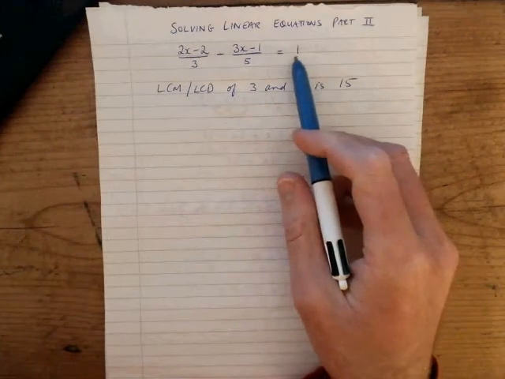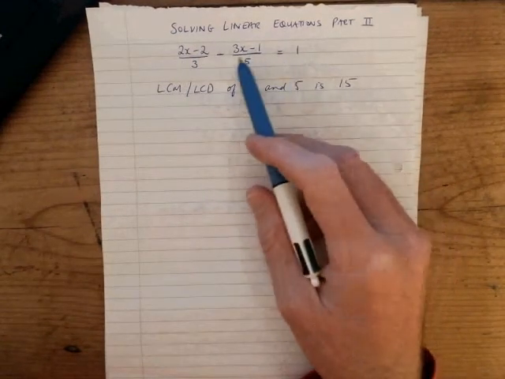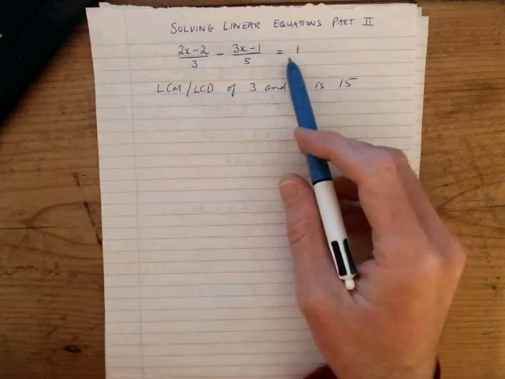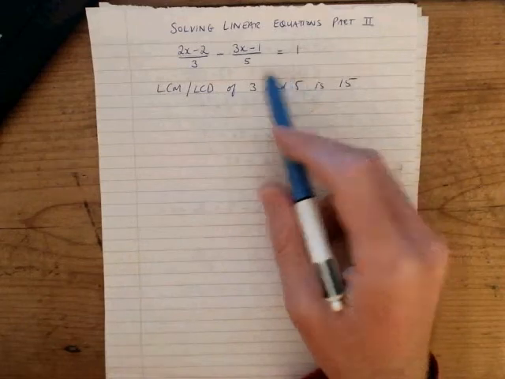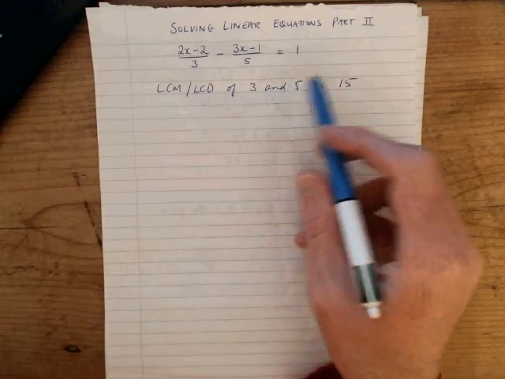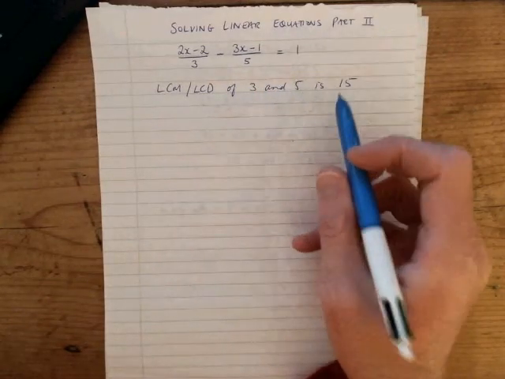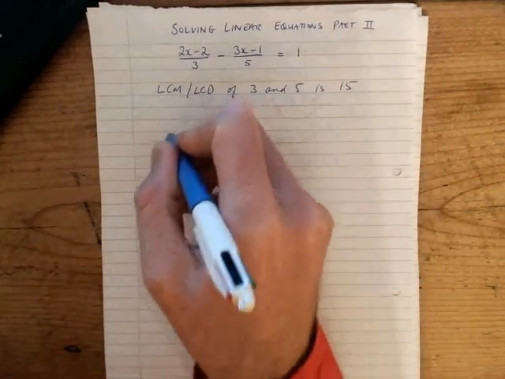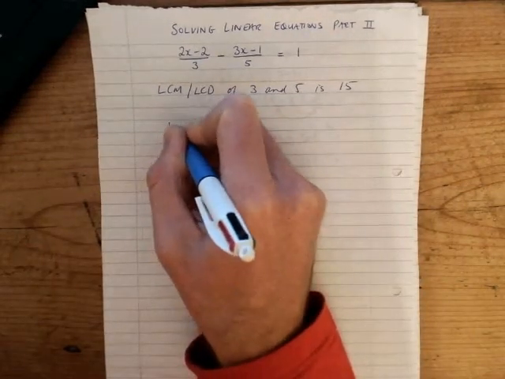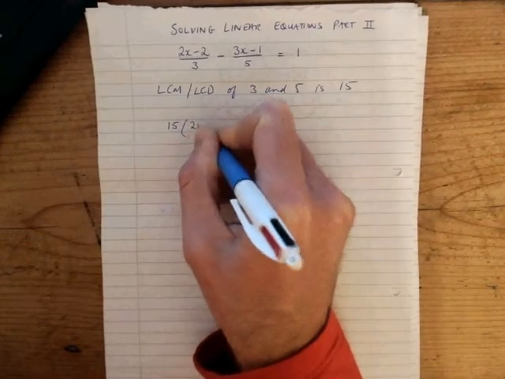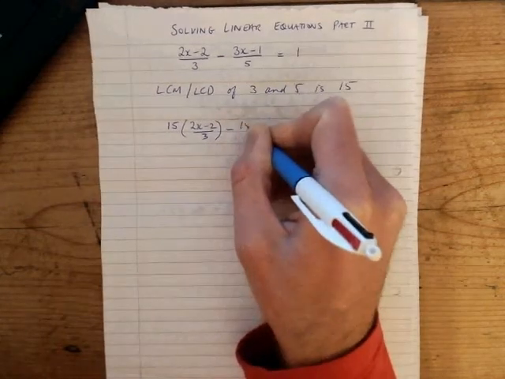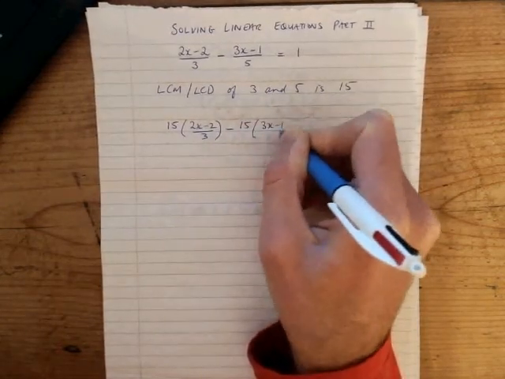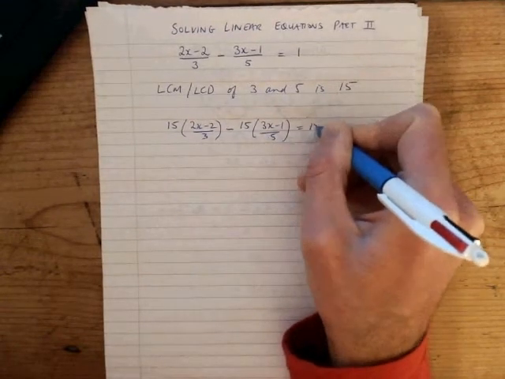Now, we don't involve the 1 in this because it's 1. If it was, say, 1 over 2, then we'd have to find the lowest common denominator of 3, 5 and 2. But because it's 1, it doesn't affect our answer. So 3 and 5 gives 15, and we're going to multiply every term by 15. So we have 15 times (2x minus 2) over 3, minus 15 times (3x minus 1) over 5, equals 15 times 1.